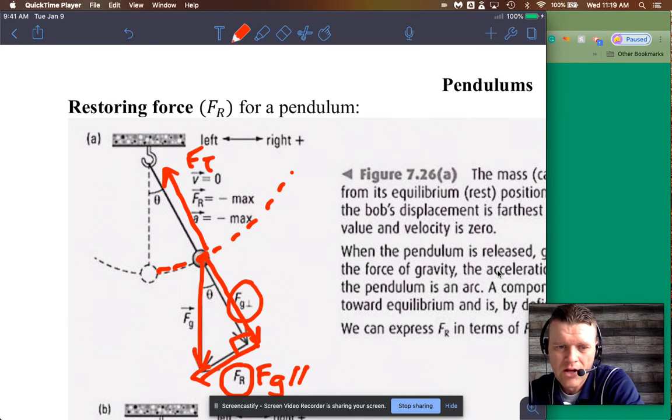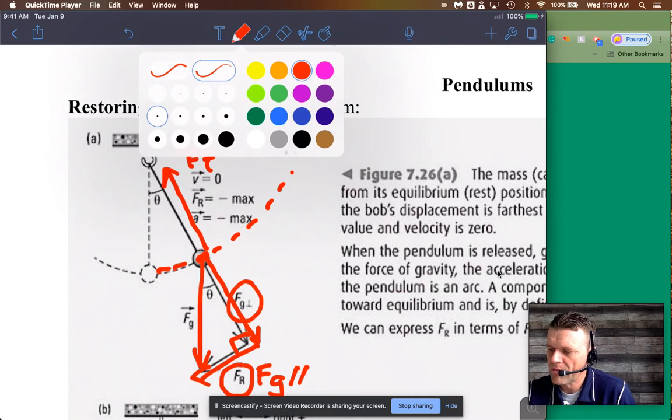There it is. So that force, that component of the force of gravity, is working parallel to the curvature of the arc, the curvature of the movement of the pendulum, and it's trying to bring it back to its equilibrium position. So what's really nice about pendulums, it's the same with inclined planes, if you remember that trick.